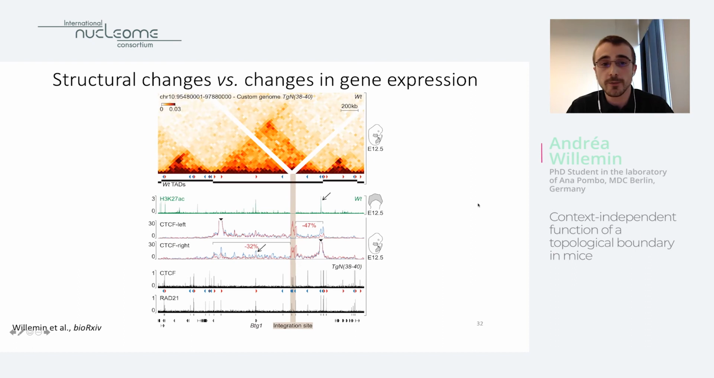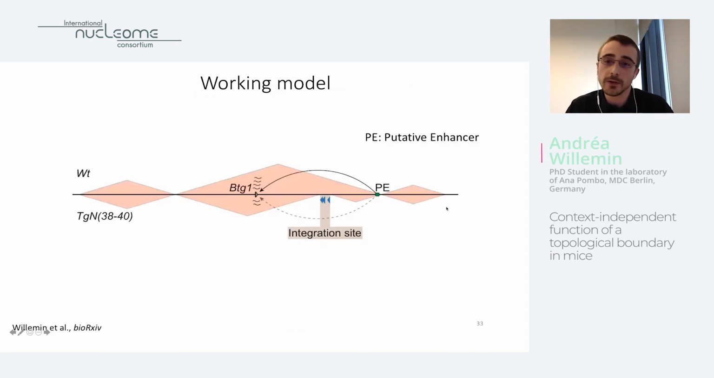upon integration. And hence our working model is that maybe the communication between a putative enhancer located at the right TAD border and the BTG1 gene would be impaired by the integration of the construct, possibly as a consequence of the TAD splitting. However, a complete validation of this hypothesis would of course require further evidence, typically the proof that this region is a bona fide enhancer of the BTG1 gene.